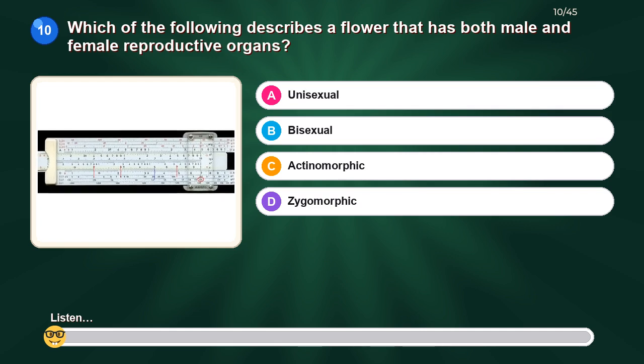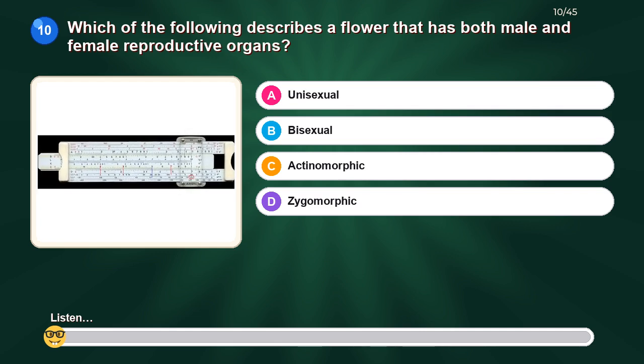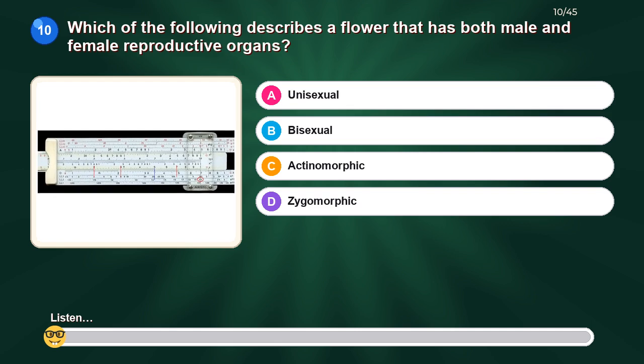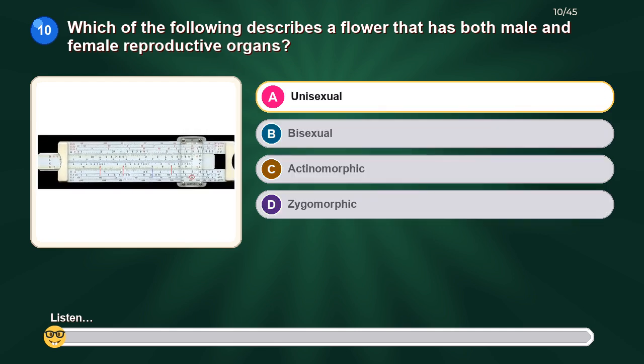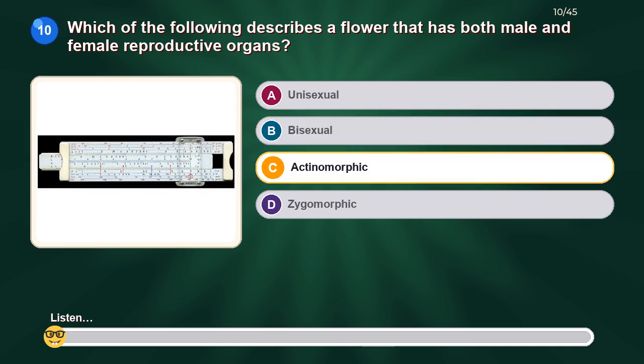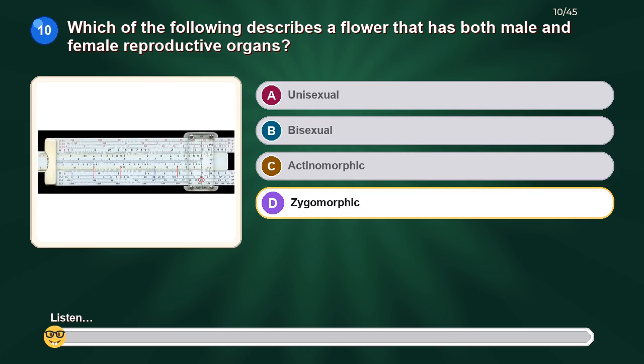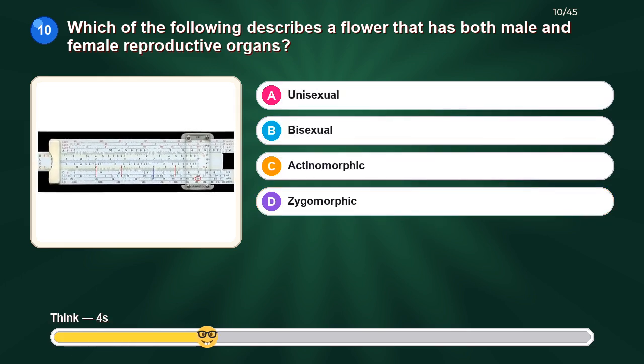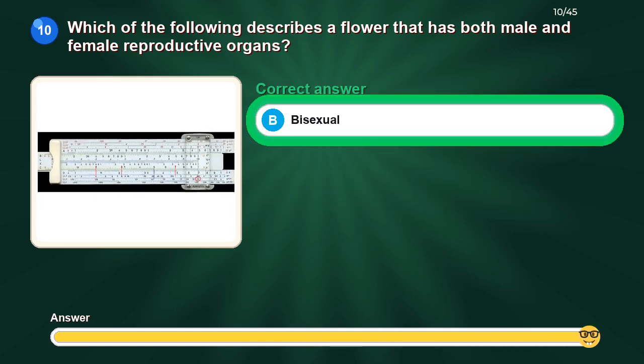Which of the following describes a flower that has both male and female reproductive organs? Option A, unisexual. Option B, bisexual. Option C, actinomorphic. Option D, zygomorphic. The correct answer is bisexual.